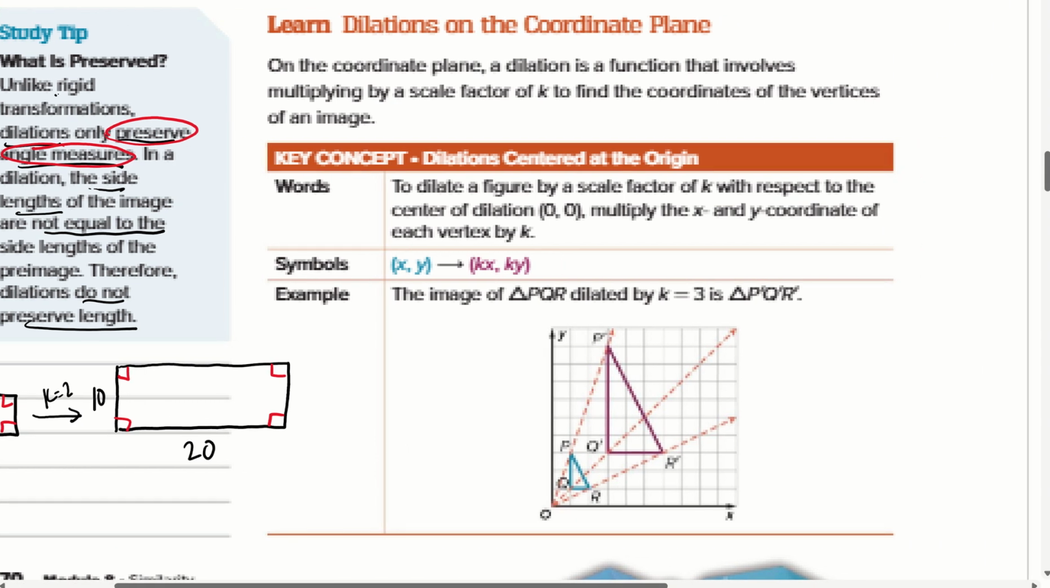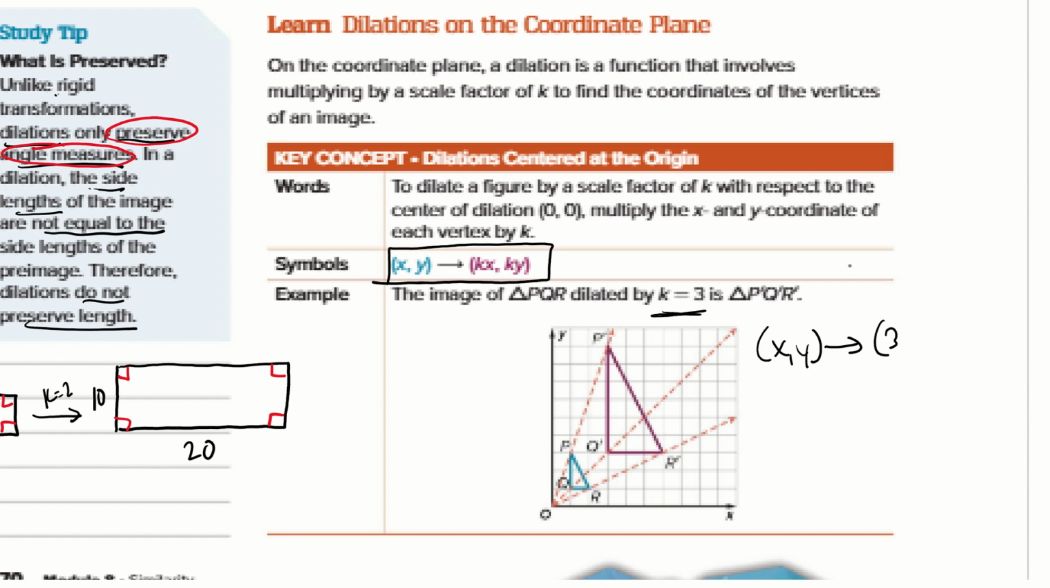All right, so to dilate a figure by a scale factor of K with respect to the center of dilation 0, 0, which is the origin, guys, multiply the X and Y coordinate by K. That's all you have to do. So just multiply the X and the Y coordinate by K, and that gives you an enlargement. So for example, if the scale factor of K equals 3, then the transformation rule is (x, y) maps to (3x, 3y). 3 times X and 3 times Y. That's how you get from this blue to this purple.